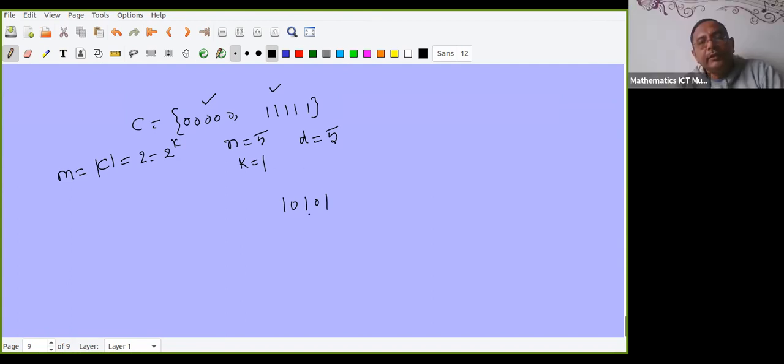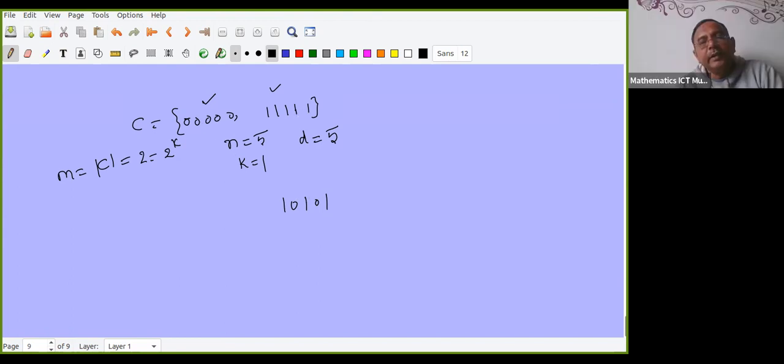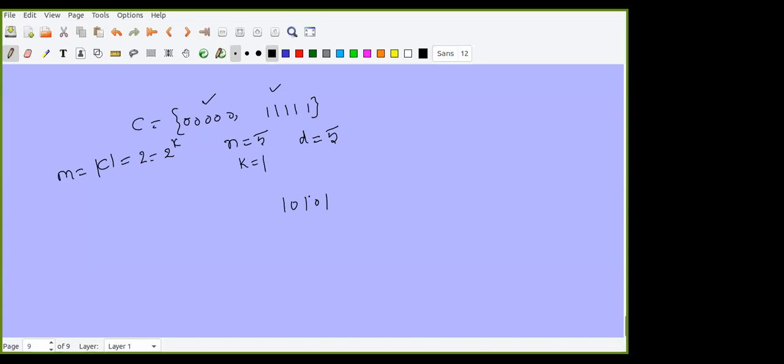What is the distance between these two? 0 0 0 0 and this one is 3. The distance is more than this distance, so it is nearer to this, right? So by nearest neighbor decoding, I'll assume that this is the code sent, right? Yes, sir. You are able to judge, right? This is this one.